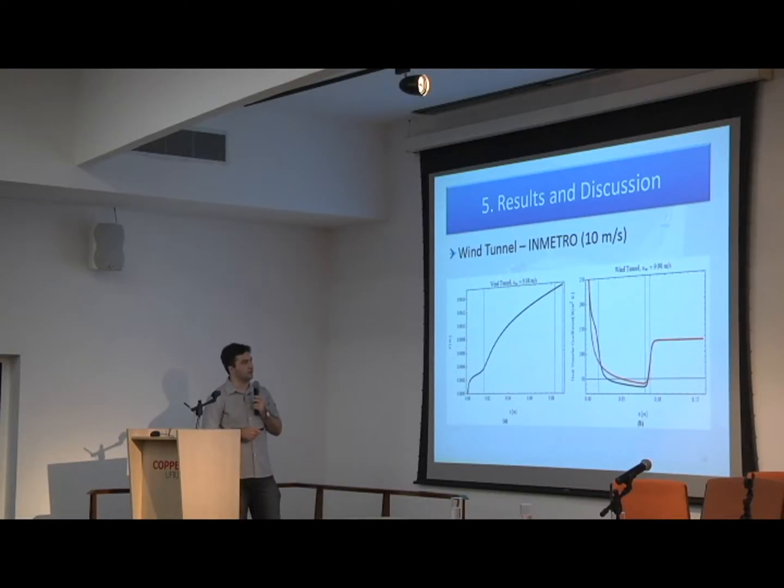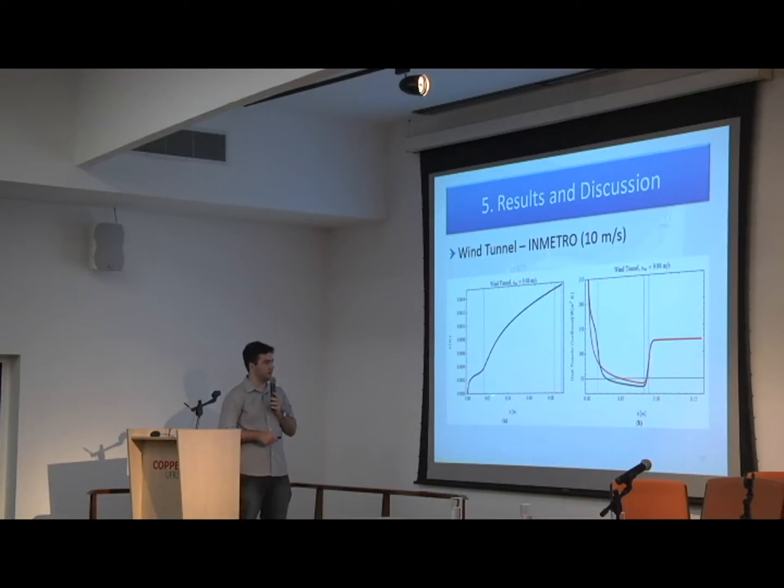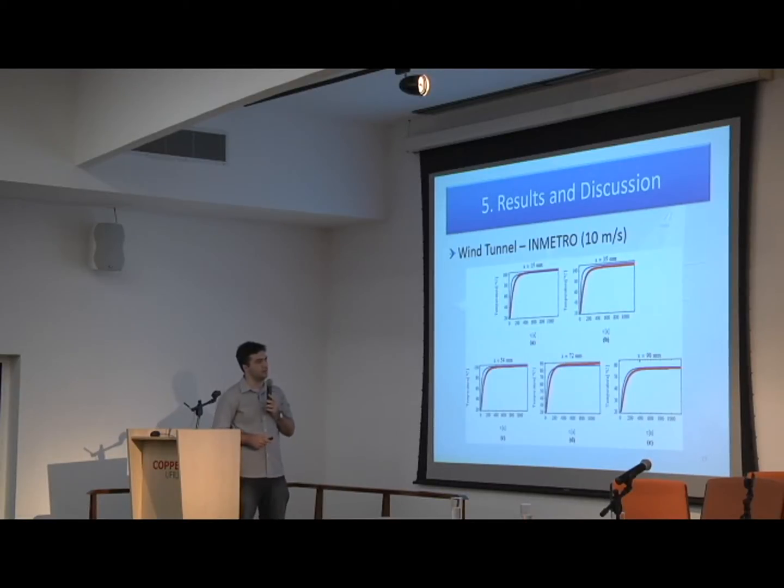This is just some other results of the integral method. We got here the transition. An abrupt transition was used. We didn't use a finite length of transition. And here the heat transfer coefficient. I'm not going to talk too much about this.